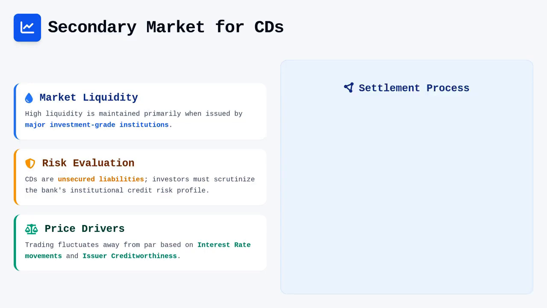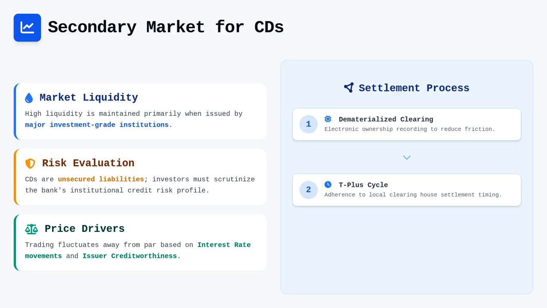Settlements typically follow standard market conventions involving physical or dematerialized clearing systems. In a dematerialized setup, the ownership is recorded electronically, which significantly reduces the operational friction associated with physical paper certificates. Accurate settlement relies on adhering to the specific T+ settlement cycle dictated by the local clearinghouse or central depository.